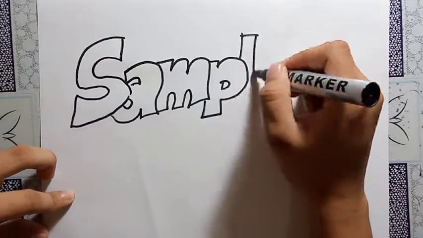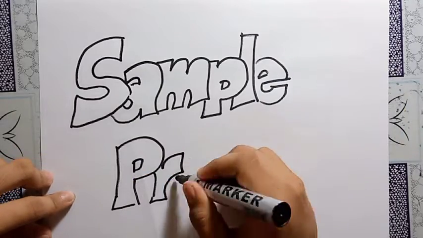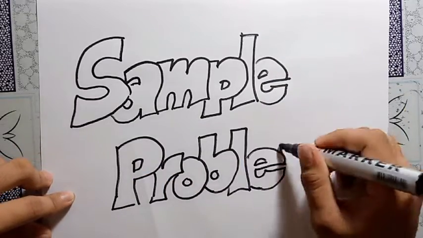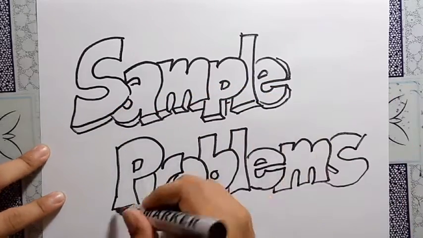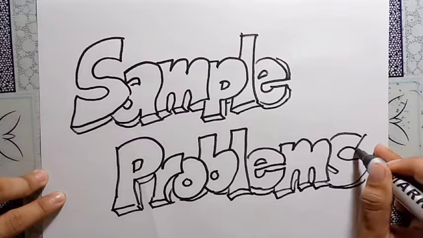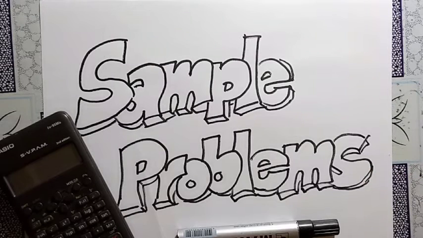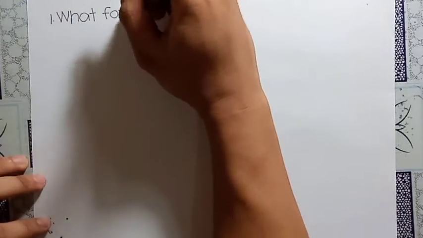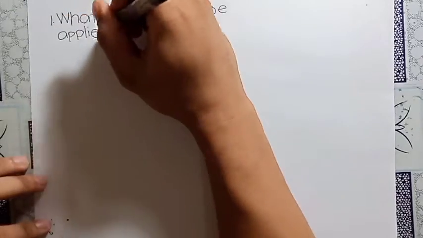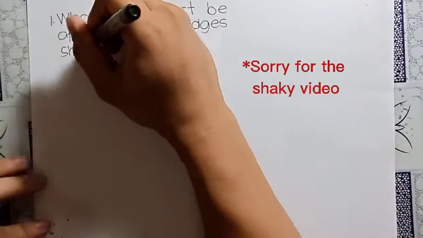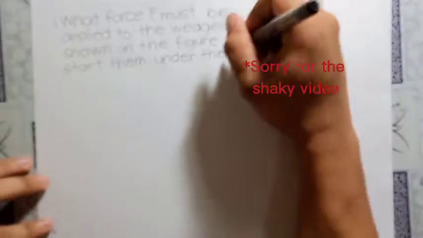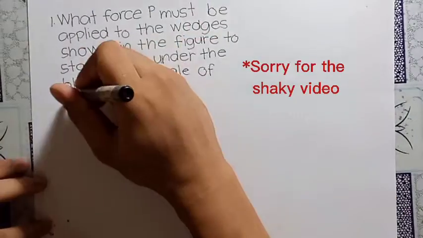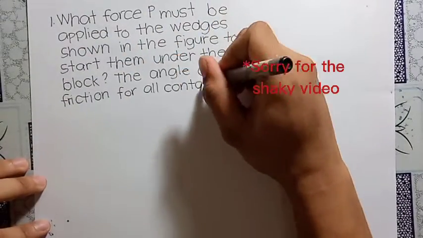This time we will have two sample problems regarding the angle of friction. I hope that you learn about the angle of friction with these sample problems. So let's begin. In our problem number one, I'll just read it. What force P must be applied to the wedges shown in the figure to start them under the block? The angle of friction for all contact surfaces is 10 degrees.